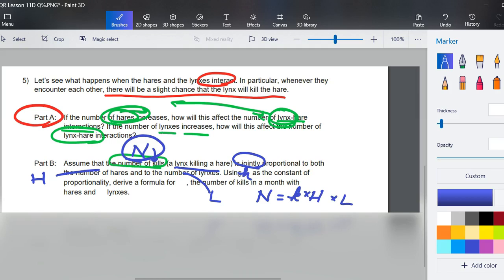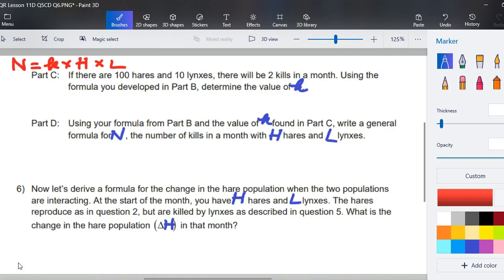So N, the number of kills, is jointly proportional to the number of hares and the number of lynxes. Derive a formula for N, the number of kills in a month, with H for hares and L for lynxes. So we have the number of kills jointly proportional to hares and to lynxes. I filled in some of the missing parts this time, and I brought our joint proportionality formula from part B onto part C.